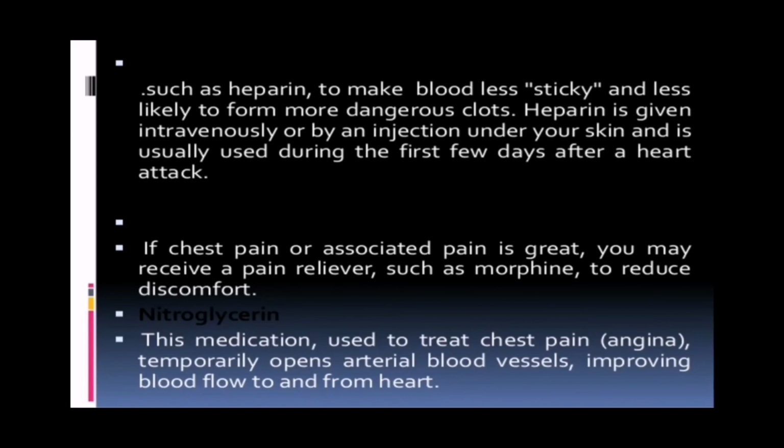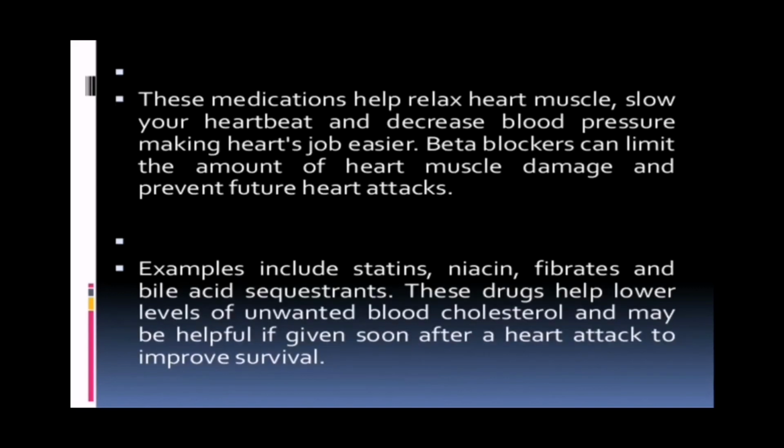Heparin is given intravenously or by injection under your skin, and is usually used during the first few days after a heart attack. If chest pain or associated pain is greater, you may receive a pain reliever such as morphine to reduce discomfort. Nitroglycerin: this medication is used to treat chest pain, angina, and temporarily opens arterial blood vessels, improving blood flow to and from the heart. These medications help relax blood vessel muscles, slow your heartbeat, and decrease blood pressure, making the heart's job easier. Beta blockers can limit the amount of heart muscle damage and prevent further heart attacks.